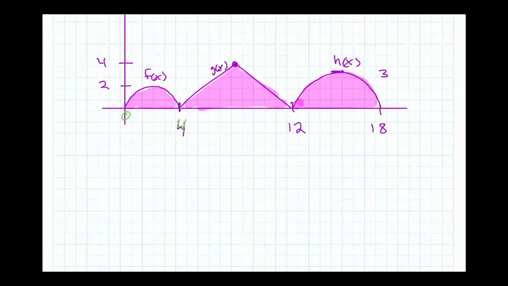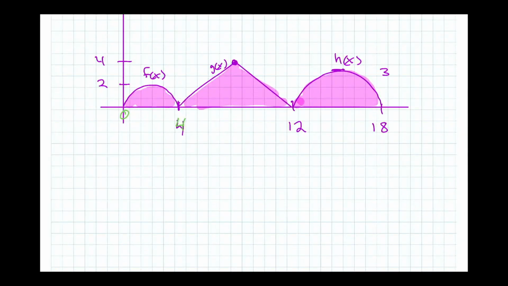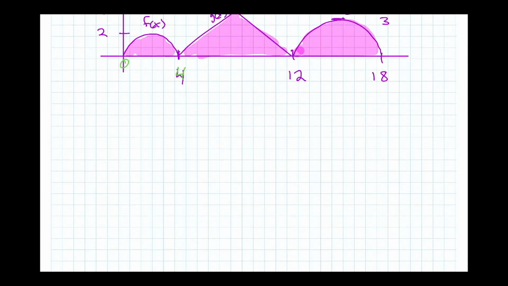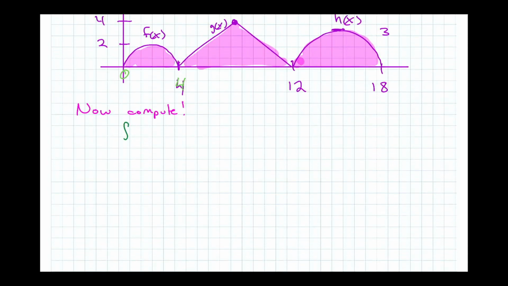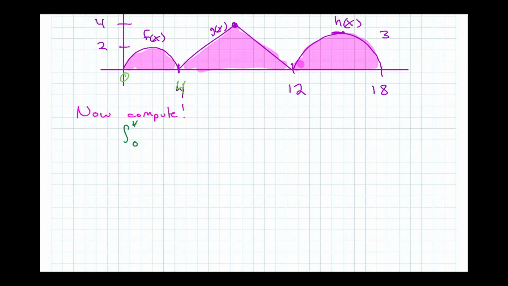All right, so how are we going to calculate these areas? For the first one, which I'll just call f, g, and h. Now the formulas don't even matter. So let's compute them. First thing you have is the integral from 0 to 4 of f of x dx. I'm not going to write out what f of x is.